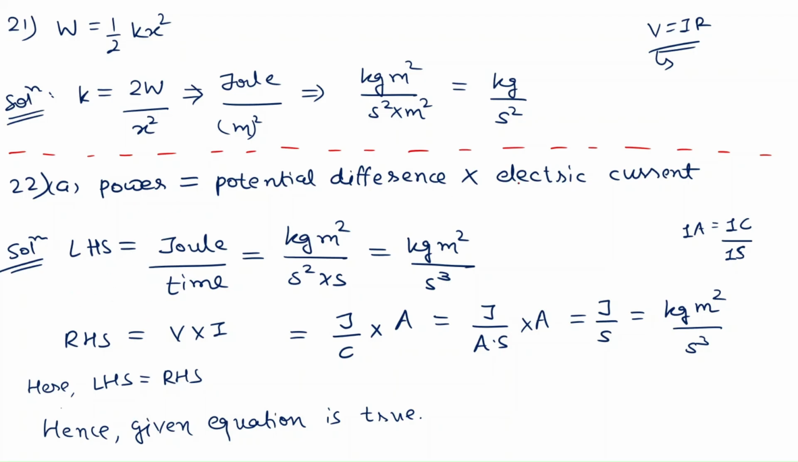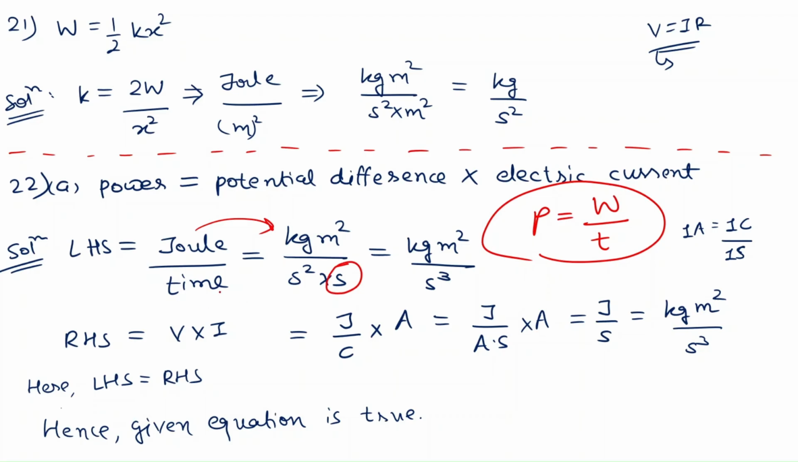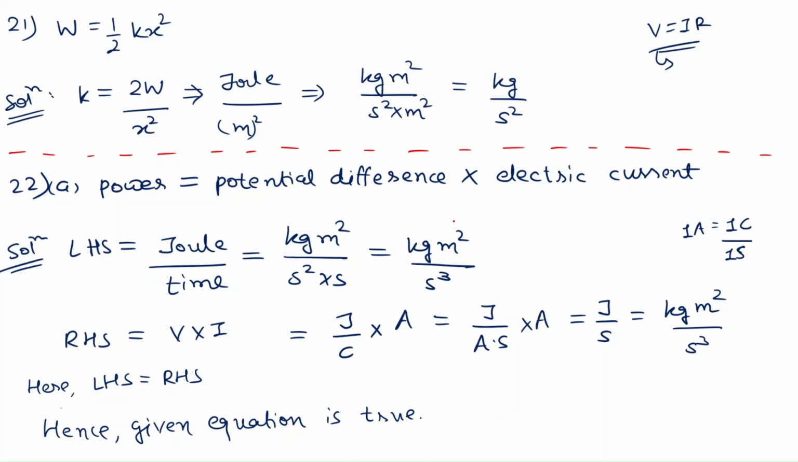Now in question number 22A, we take the LHS, left hand side, power. Power is defined as work done per unit time. So it is work, and work means joule. T means time, which means second. So substitute the value of joule into base units: kilogram meter squared per second squared, and second for the time. And we get the answer kilogram meter squared per second cubed.